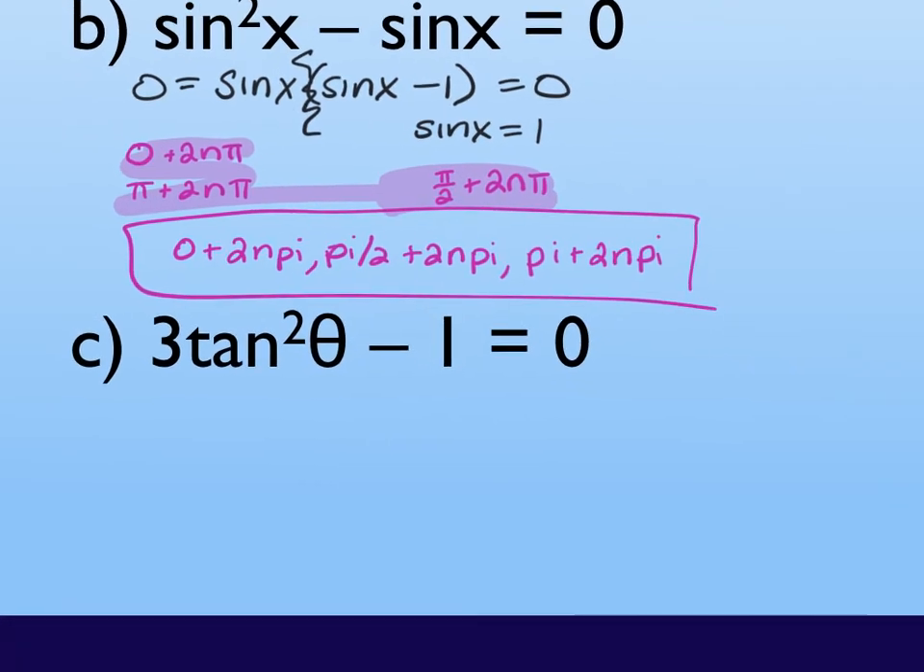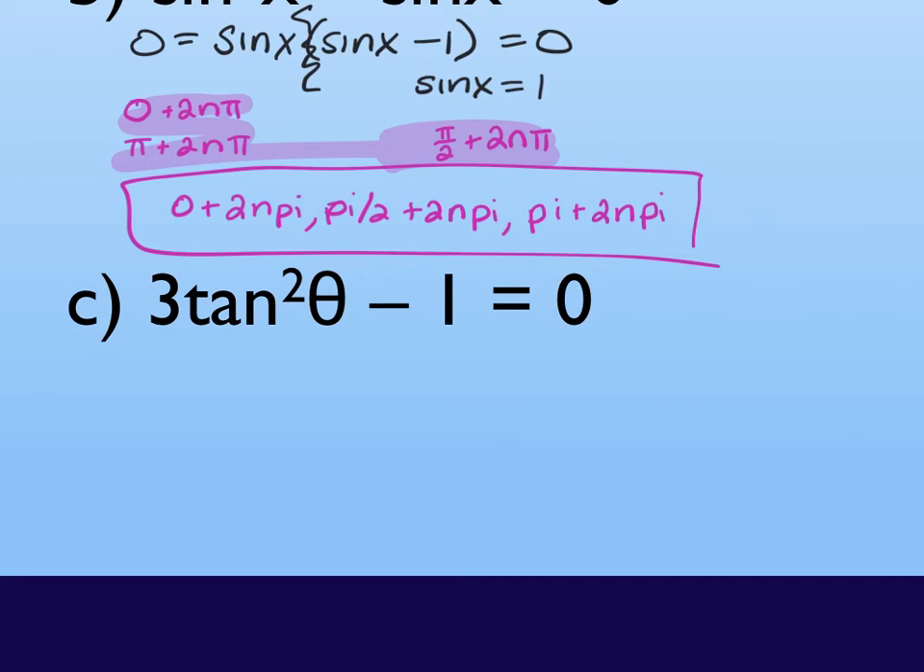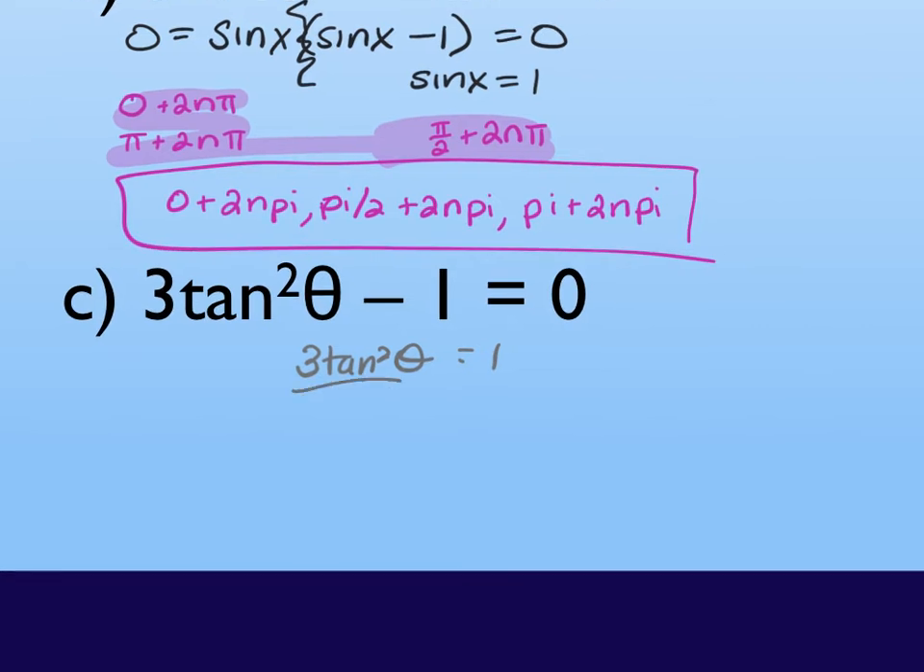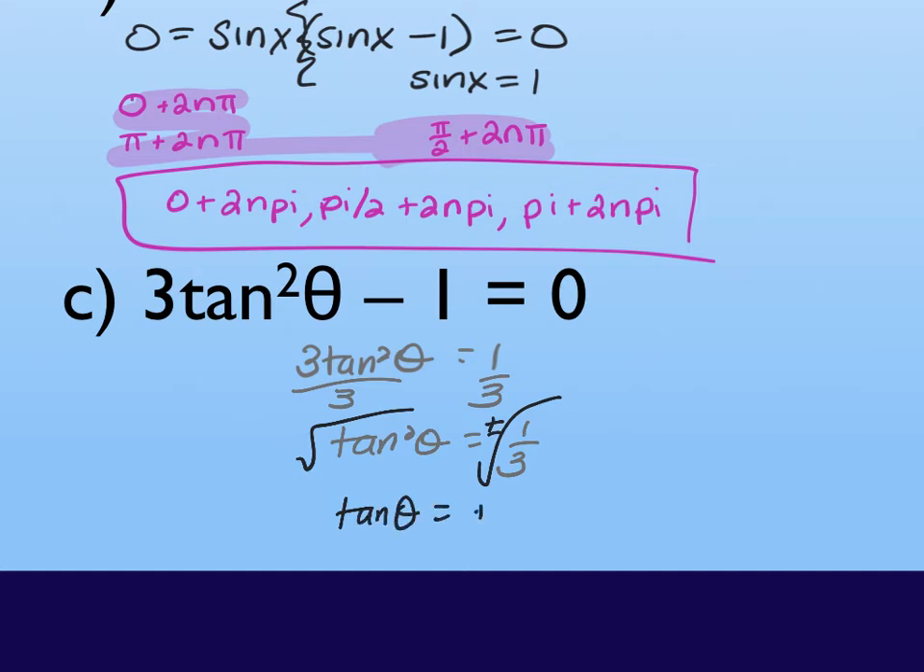All right, how about C? What would you do first? Move the 1. So 3 tan squared theta equals 1. Then divide by 3. Tan squared theta equals 1 over 3. Plus and minus the square root. Square root of 1 over square root 3 gets rationalized. Plus and minus root 3 over 3.